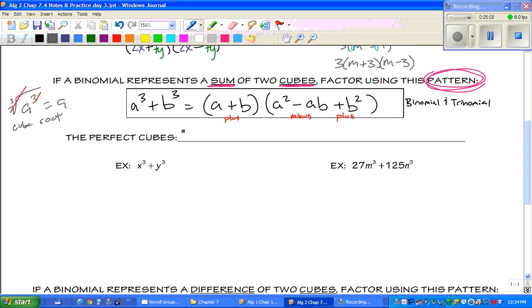Now, the perfect cubes are just like the perfect squares, where it's 1 cubed, 2 cubed, 3 cubed, 4 cubed, 5 cubed, 6 cubed. 1 cubed is just 1. 2 cubed is 2 times 2 times 2, which gives you 8. 3 times 3 times 3, that's 27. Then 64, 125, 216, and it goes on and on.